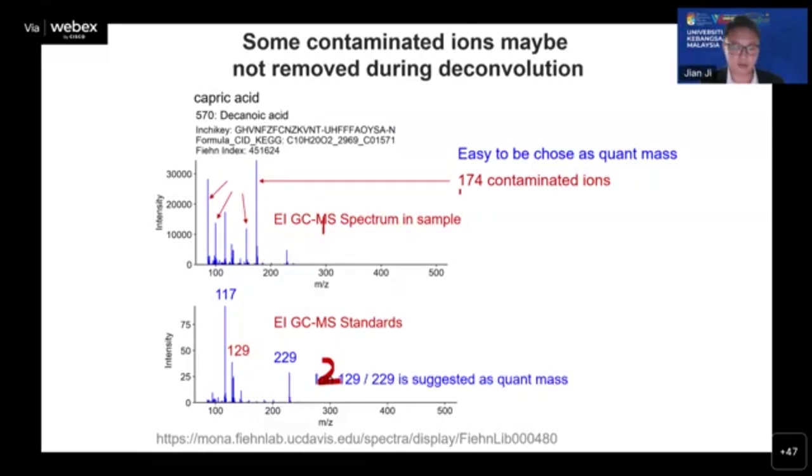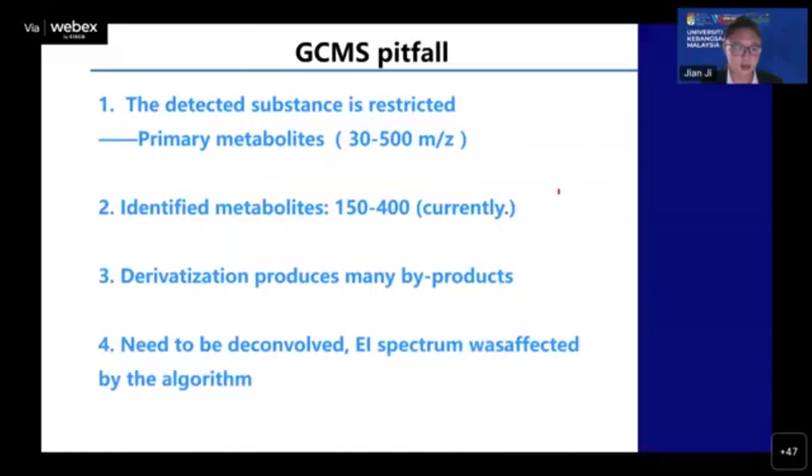So in this case, you can easily get it wrong. Maybe you choose contaminated ions for quantification, and you will get the wrong result. So GCMS needs to be deconvoluted, and the EI spectrum is affected by the algorithm. If the algorithm is not good, you cannot get the pure EI spectra, which leads to wrong results.